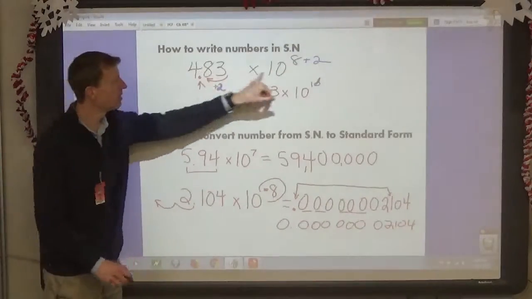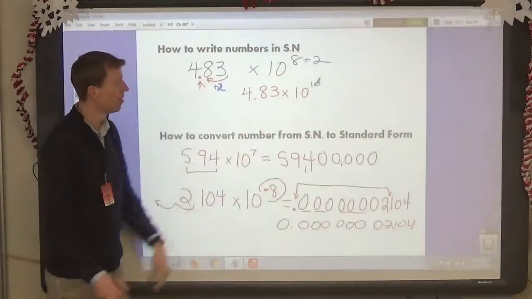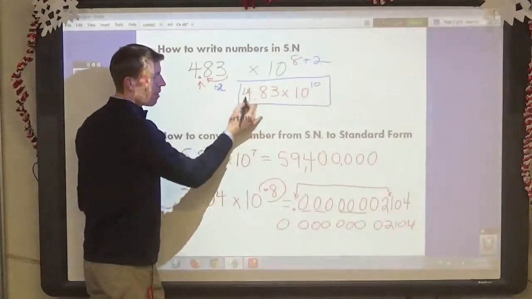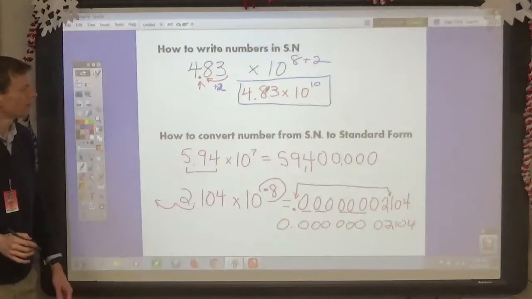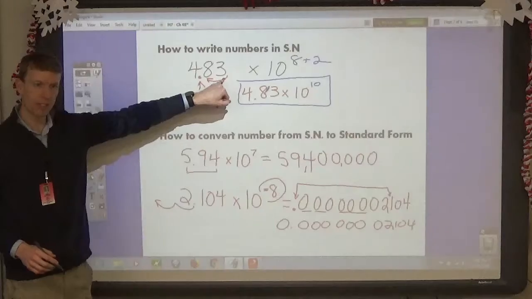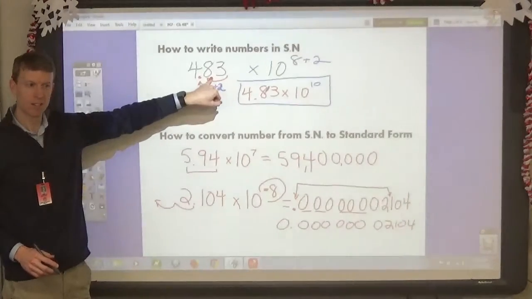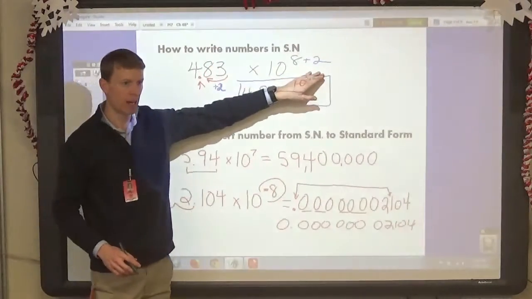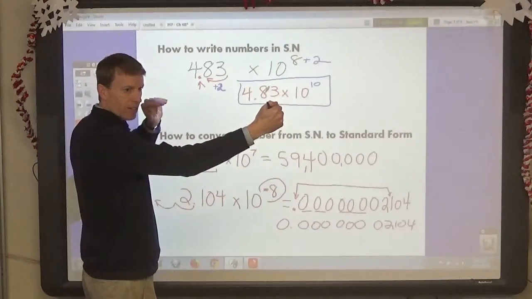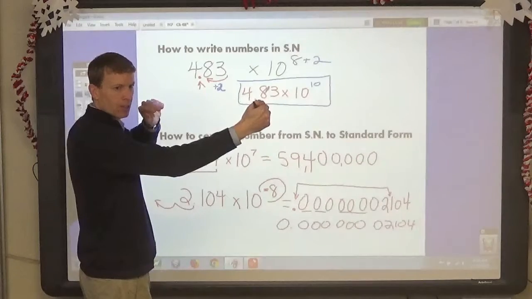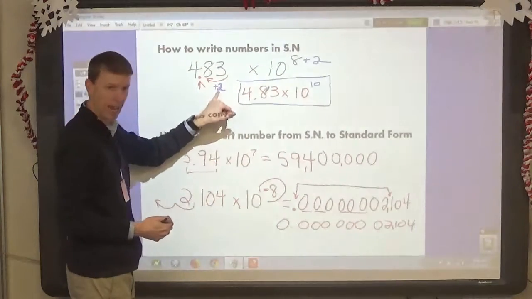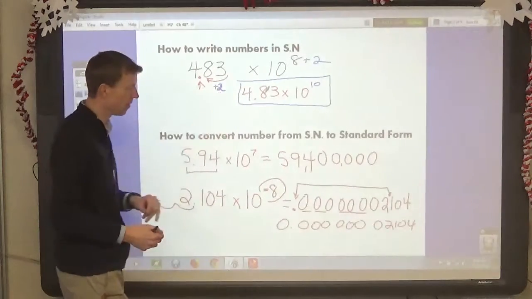So to convert this to scientific notation, you have to make sure the first number is between 1 and 10. And then, if you have to move the decimal place to the left, you add to the power of 10. If you're moving the decimal place to the right, then you would have to subtract. Instead of adding, you'd subtract from the power of 10. Okay?